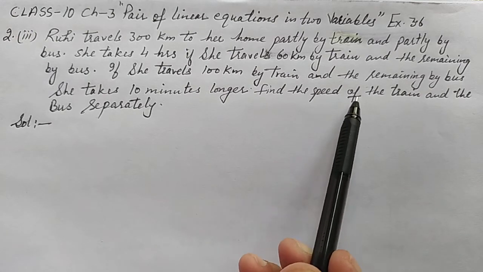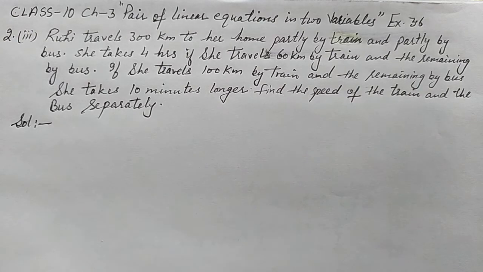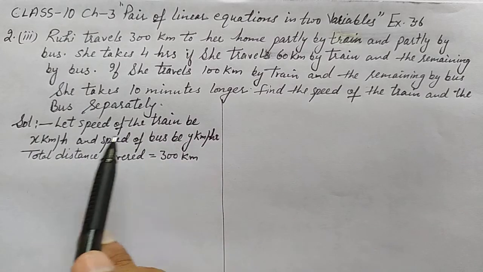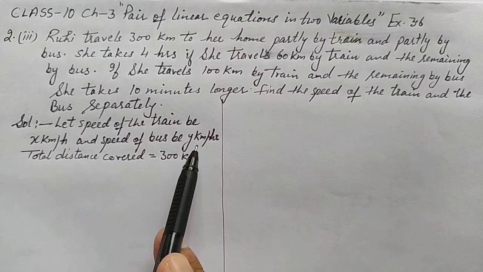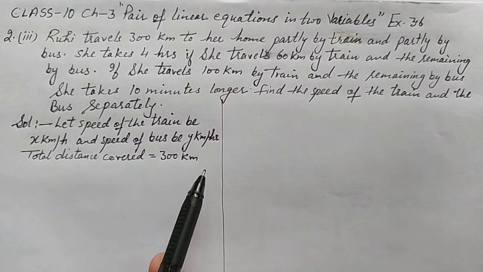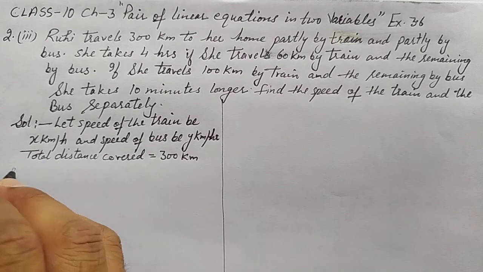So we have to find the speed of the train and the speed of the bus. First of all, we'll assume the speed of the train as x kilometers per hour and the speed of the bus as y kilometers per hour. So let the speed of the train be x kilometers per hour and the speed of the bus be y kilometers per hour. The total distance covered is 300 kilometers. Now we'll take the first case.